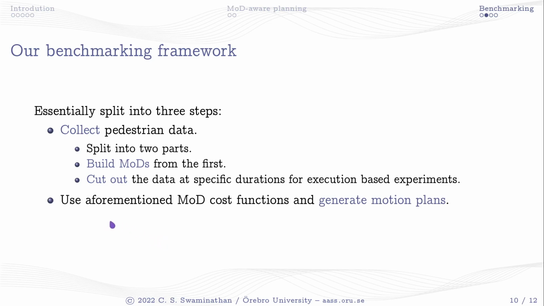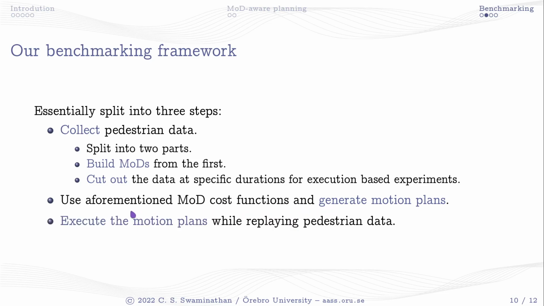So then, of course, we use the aforementioned MOD cost functions and generate the motion plans, and we execute those motion plans. So 3 steps, with respect to the data: we collect data, split it in 2, build MODs from the first, and then cut out sections of that pedestrian data and keep it aside. Then we plan motions using the MOD cost functions on these generated MODs, and we generate motion plans. And in the end, we execute those motion plans while replaying pedestrian data.